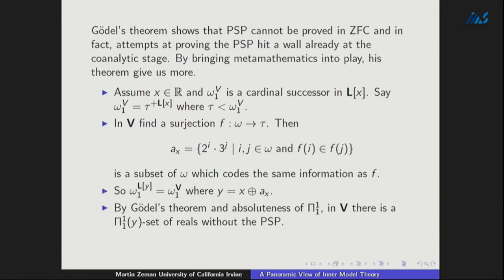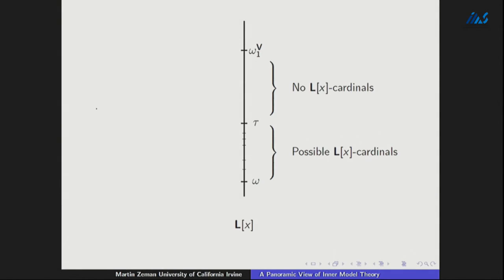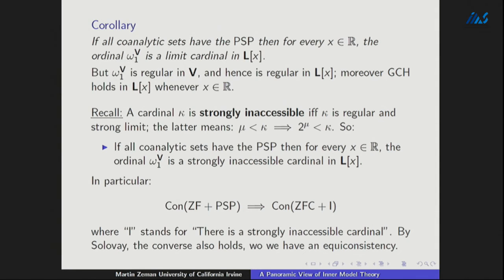So what's the conclusion? Here is the picture of how it looks. There are no L[X] cardinals here, but there may be some tau such that omega 1 of V is a cardinal successor of tau. There may be some L[X] cardinals here, and you collapse them all by adjoining this additional set. And so the conclusion is that if all coanalytic sets have the perfect set property, then omega 1 is a limit cardinal in L[X], and that's true for any real X.